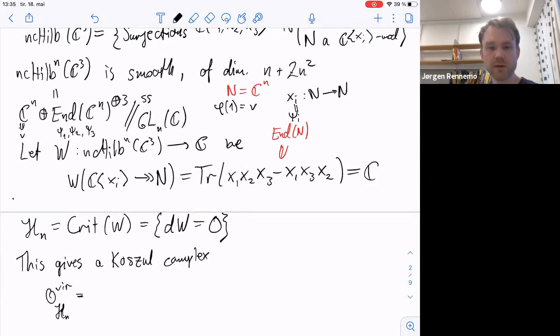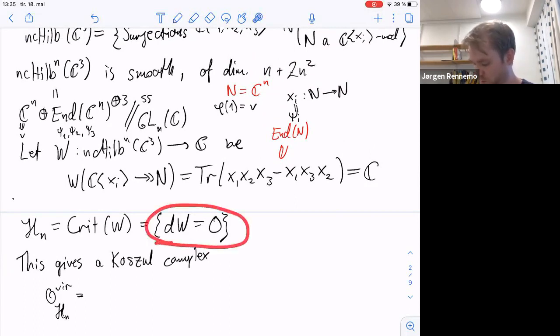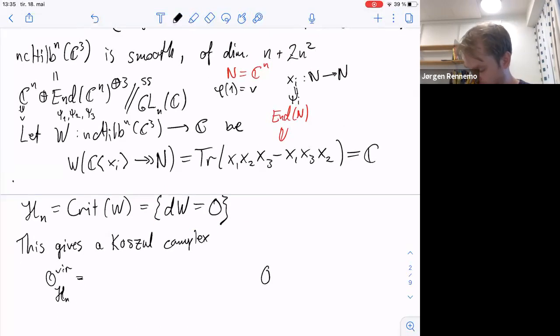So we've produced this: Hn is defined by the vanishing of this one-form. So you can write down the appropriate Koszul complex, which is now O.